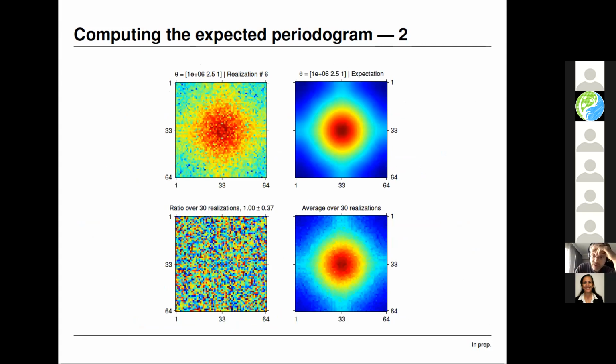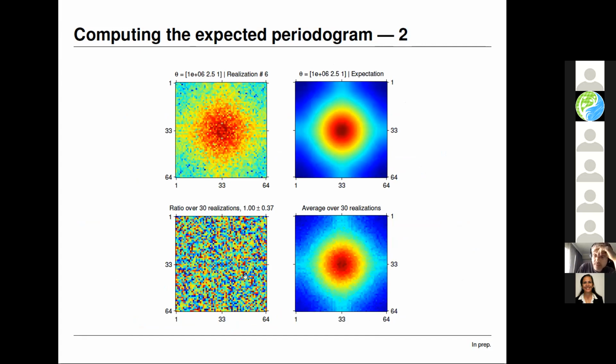Here's a computation, just as a hopefully pretty picture of implementation. Top right is the expected periodogram for a certain sample size of 64 by 64 and a certain set of parameters theta. Top left is one realization. Average over 30 is the bottom right. Ratio over 30 is this.